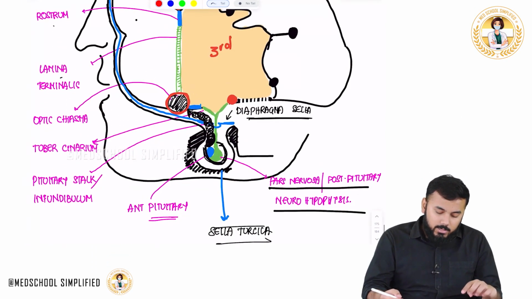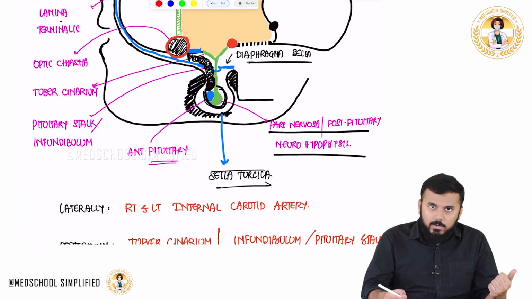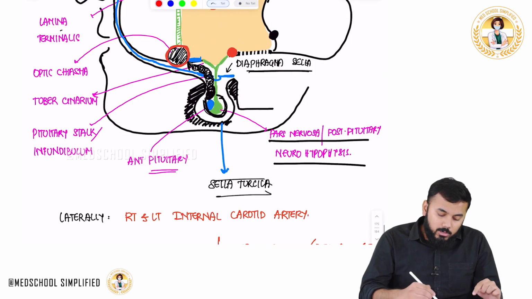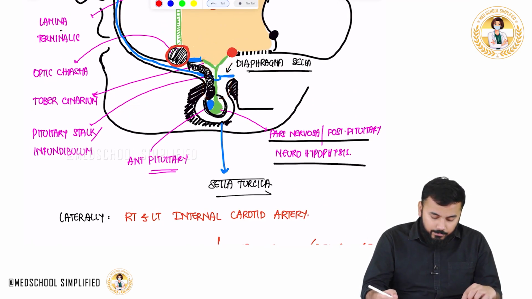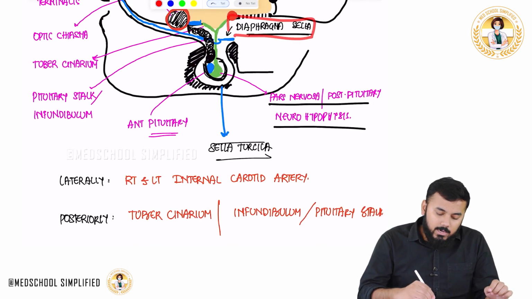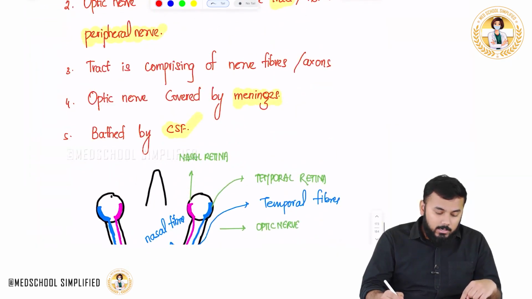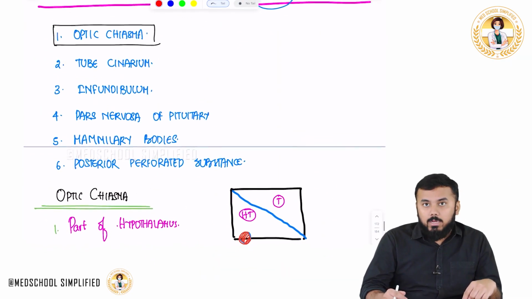Next important thing over here is, what are the structures that are present laterally? Laterally you have the internal carotid arteries. Next, posteriorly what do you have? Posteriorly you have the tuber cinereum as well as the infundibulum. Next important thing, inferiorly what do you have? You have the diaphragma sellae and the pituitary gland. Okay, so these are the structures regarding the optic chiasma, guys.